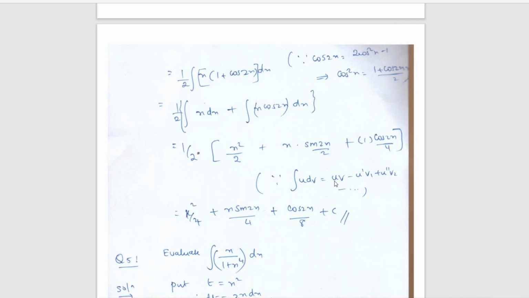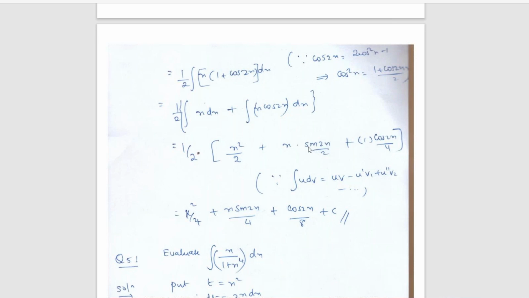So apply in this formula uv. U is x. What is v? dv is cos 2x dx, so integral dv is v. Integrate cos 2x, the integral of cos 2x is sin 2x by 2. So uv minus u dash. U is x, so u dash is the differentiation of x, which is 1, minus u dash v1. V1 means integration of v.